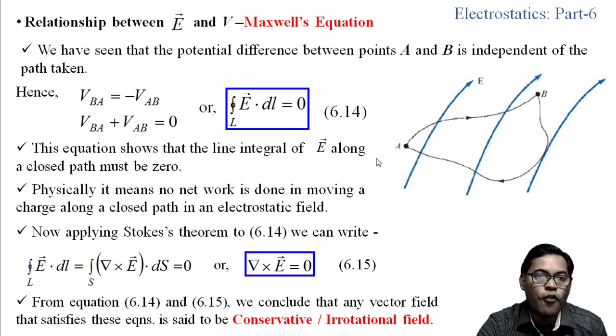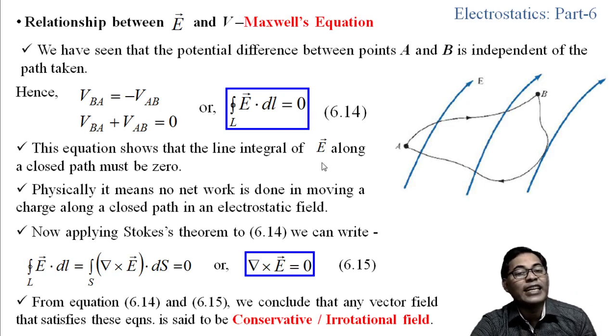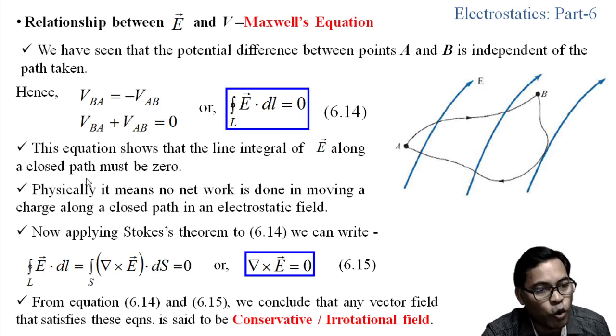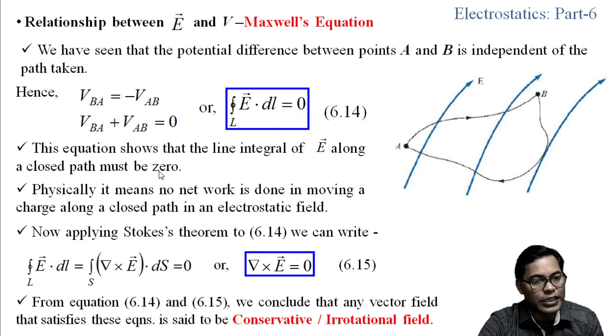So ultimately from this equation we find that if we calculate the potential for a closed path, then the total potential will be equal to 0. We know the expression of potential V, which equals the line integral of E dot dl, forget about the minus for that case. So the line integral of E dot dl for the closed path will be equal to 0, and this equation shows that the line integral of E along a closed path must be 0.